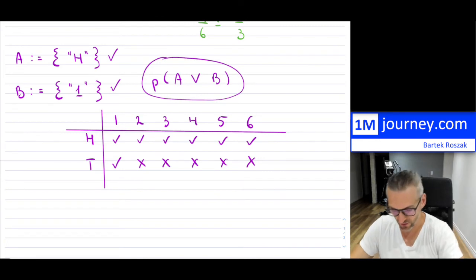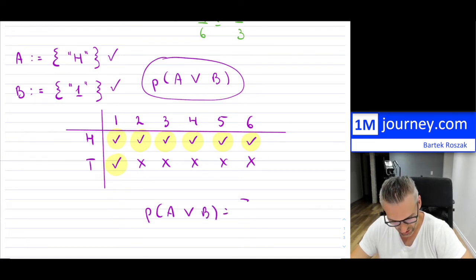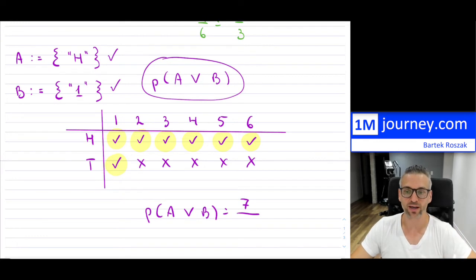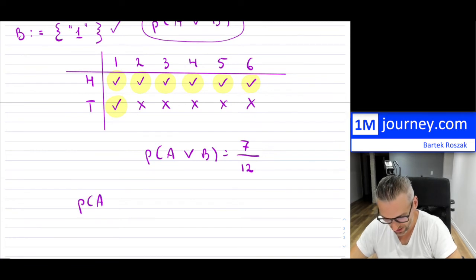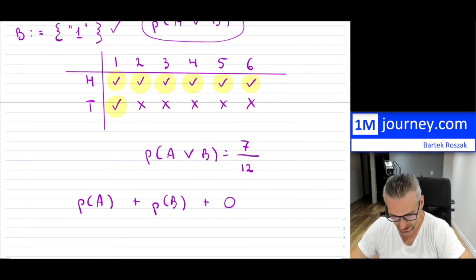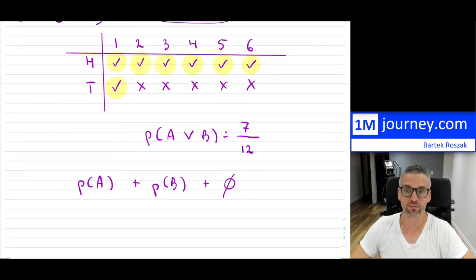Because I can see them visually, I'll see that it can happen 1, 2, 3, 4, 5, 6, 7 times, and then there's 12 in total. So the probability of seeing an A or a B, just by simply counting this up, seeing the theoretical results, would have been 7 out of 12. But if you thought that these were mutually exclusive, then you would say, isn't it just the probability of A plus the probability of B, and then the intersection would have been 0, which is not the case? But if you did this, you would have made a mistake.